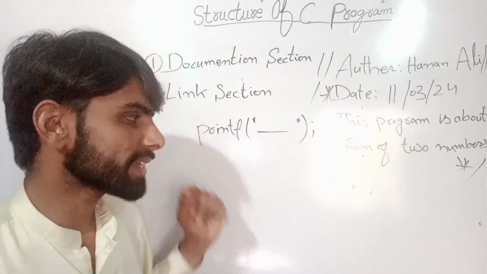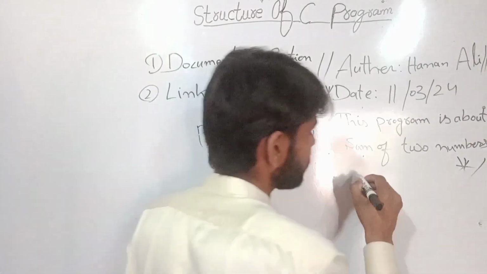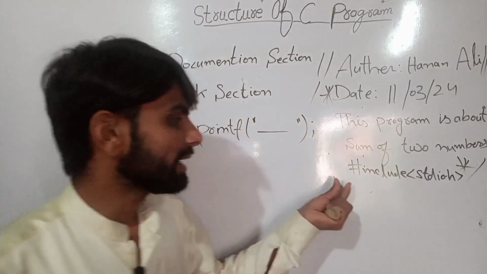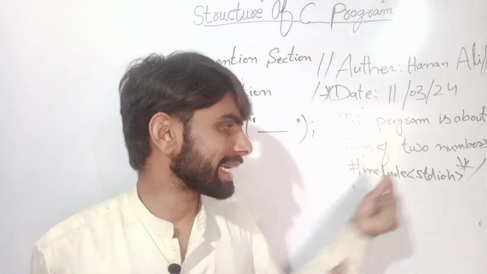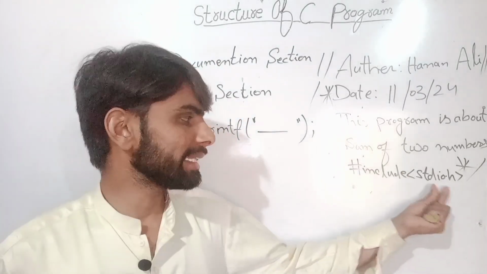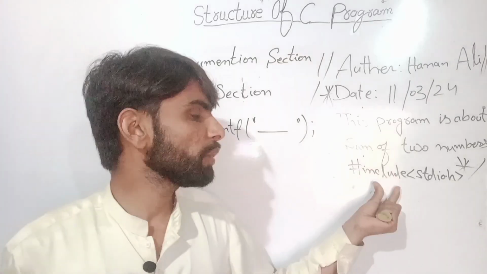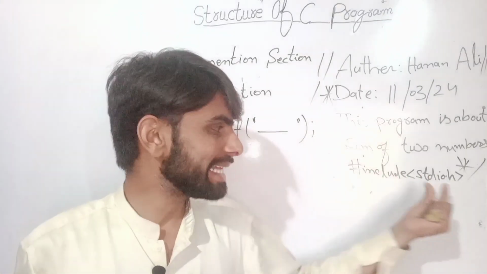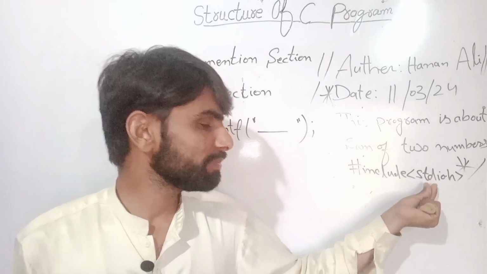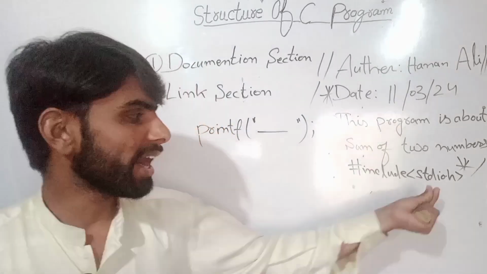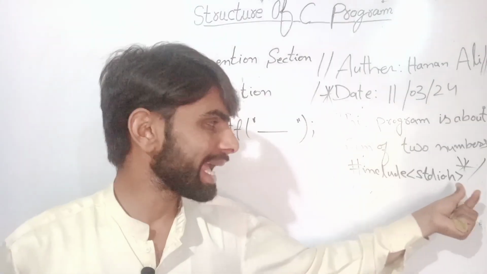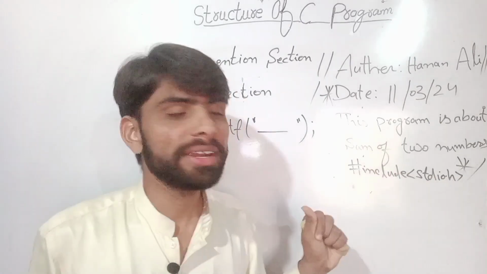How will we write that standard library file? So we will write hash include stdio.h. This is the standard library file. Hash means that this is a preprocessor directive, include, we are going to include that library file, and std means standard library file, io means input output, dot h, it is a header file.